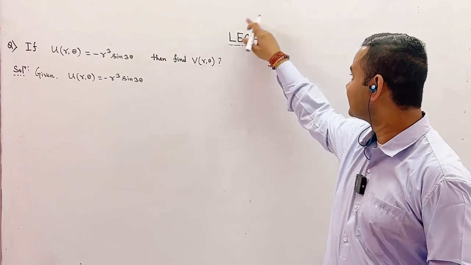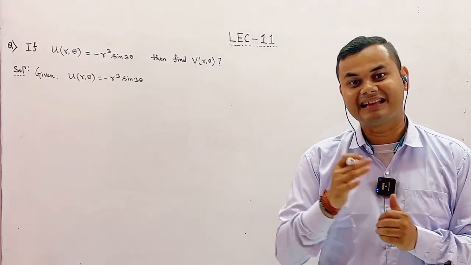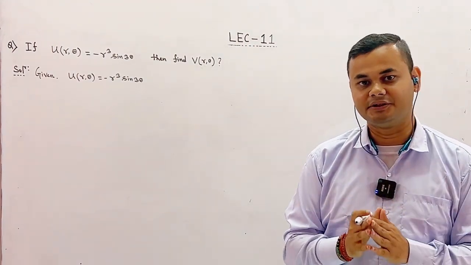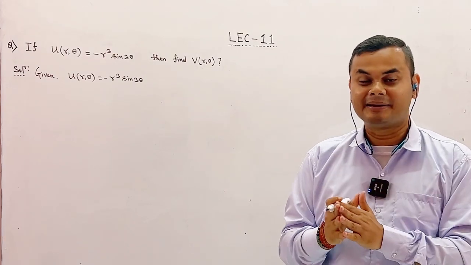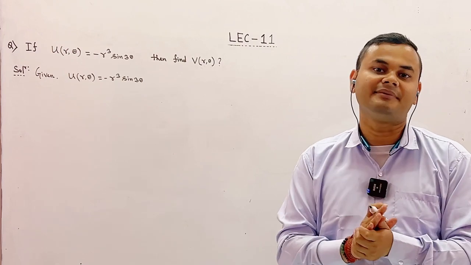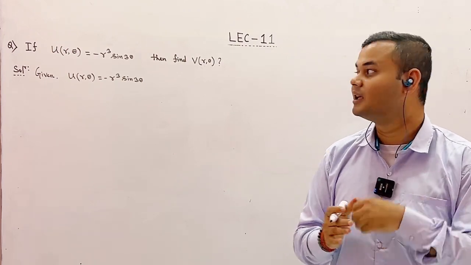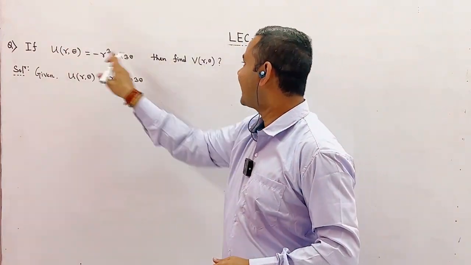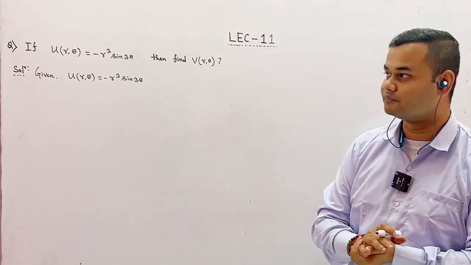This is lecture number 11 on complex analysis, and it is the continuation of the last video. In my last video, I was explaining the applications of CR equations when both real and imaginary parts are in Cartesian form. In this video, both real and imaginary parts will be in polar form.